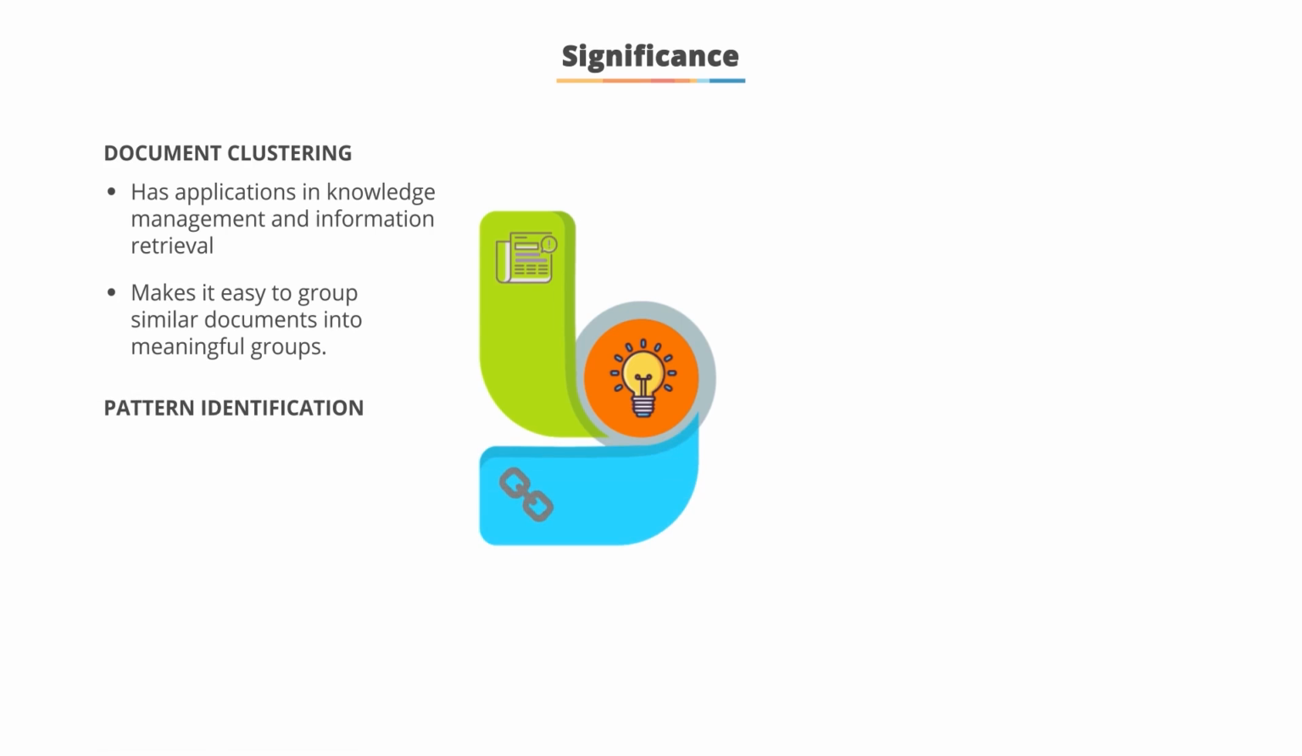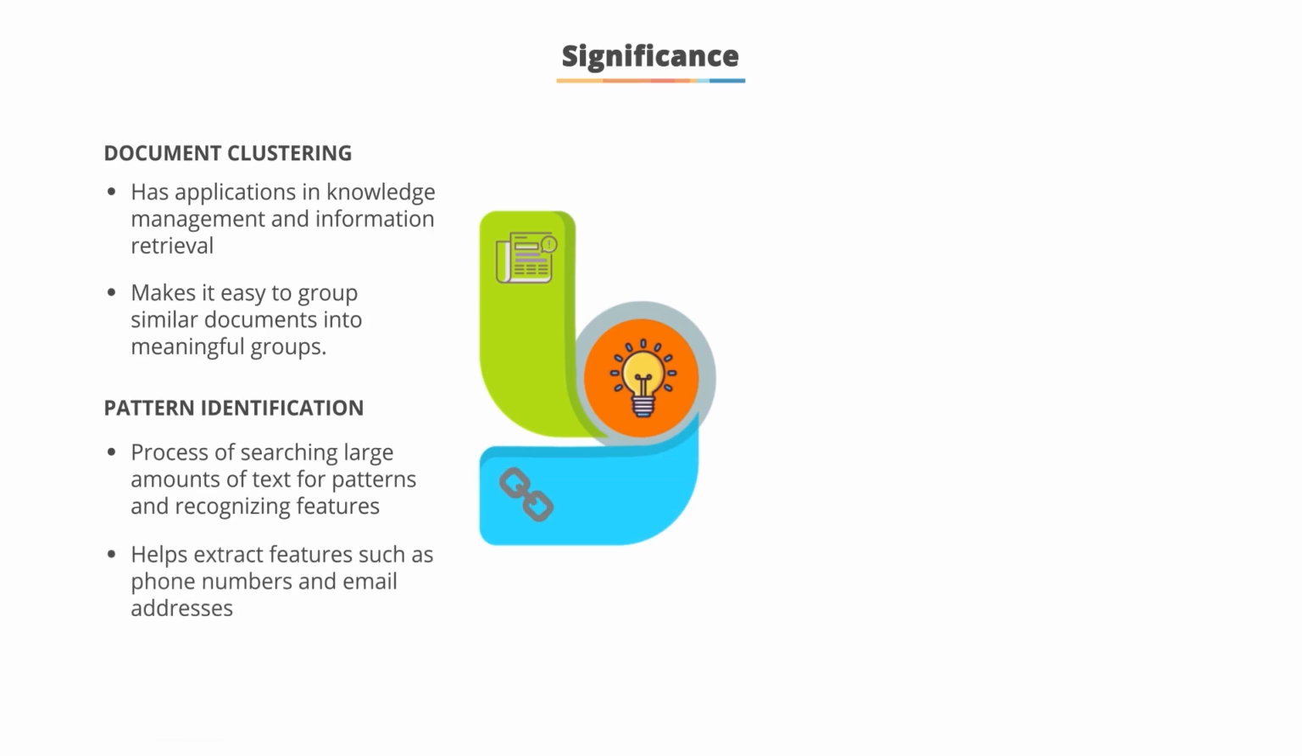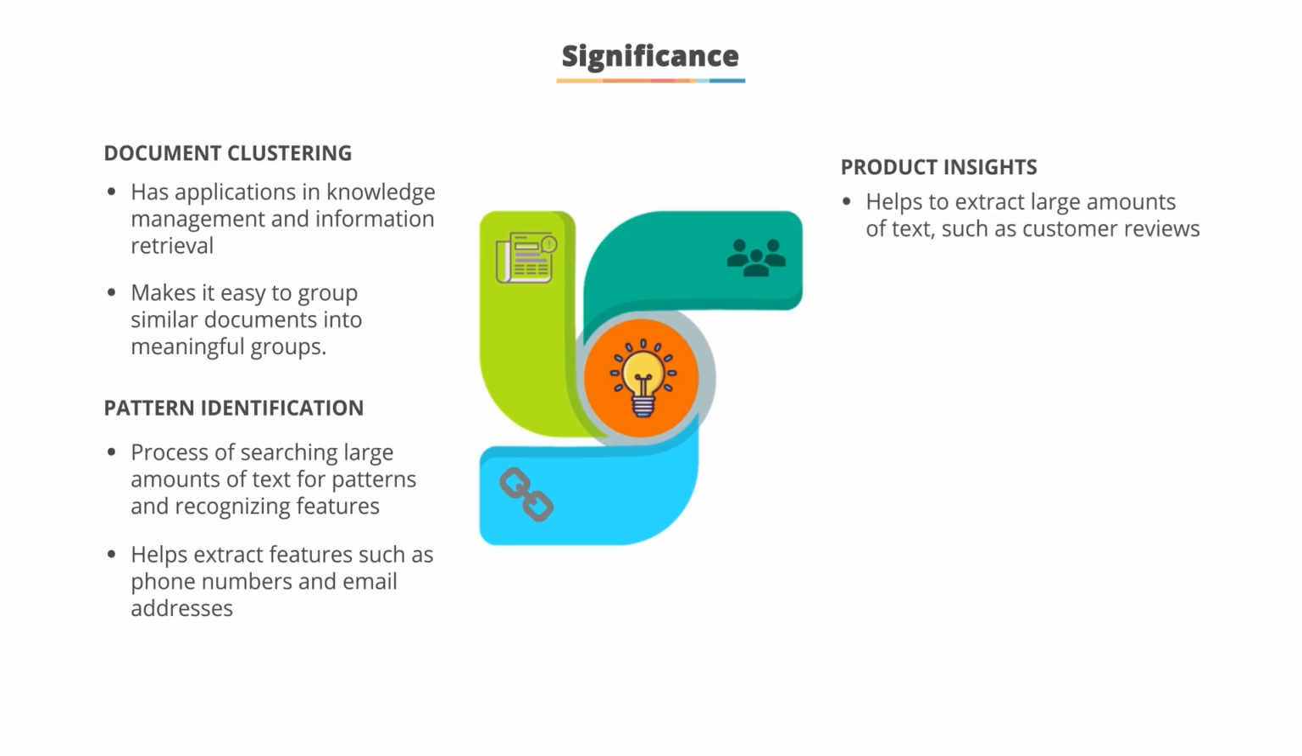Pattern identification. Text mining is the process of automatically searching large amount of text for text patterns and recognition of features. Features such as telephone numbers and email addresses can be extracted using pattern matches. Product insights. Text mining helps to extract large amounts of text, for example, customer reviews about the products. Mining consumer reviews can reveal insights like most loved feature, most hated feature, improvements required, and reviews of competitors' products.